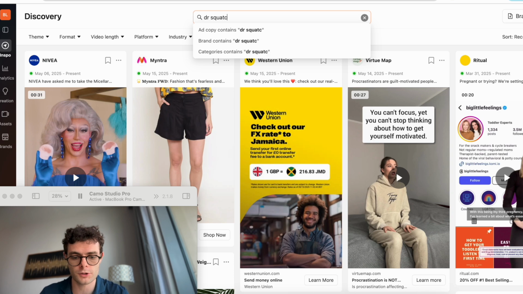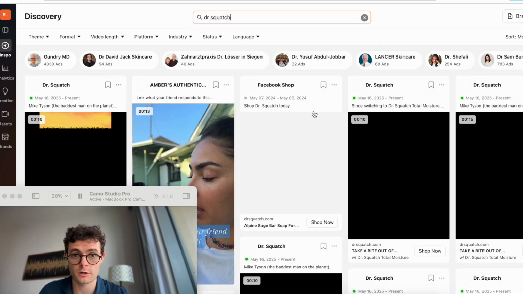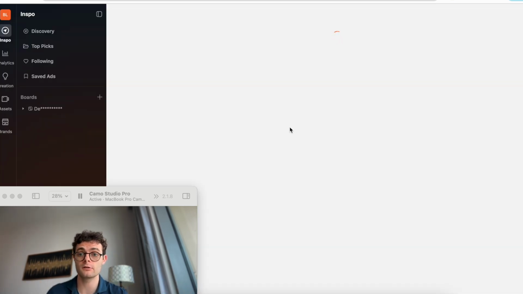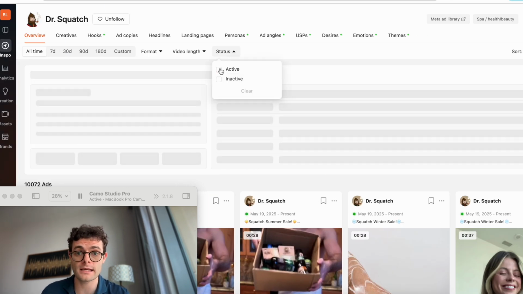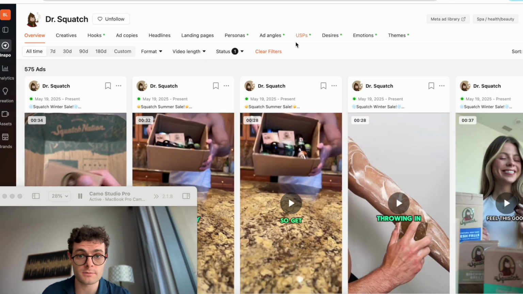You've probably seen this in my other videos. How do you spell it? Squatch. And you can just see their ads, as you can see over here. Boom, Dr. Squatch, and you can take a look at everything that they're doing, filter by status, active ads, inactive ads, USPs, ad angles, landing pages. You can see everything. So we use tools like this because this is such an important process to make sure that you understand why ads are working.